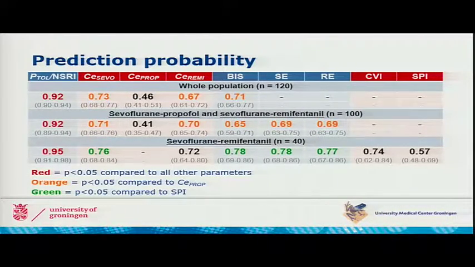In all these comparisons, you find that the PTOL or the NSRI, which are of course based on the same values, are significantly better predictors compared to any of the other parameters, with a PK of 0.92 and 0.95, whereas the other parameters are 0.78 or lower. Also, the effect site concentration of propofol is a very poor predictor and worse than any of the other predictors. And the surgical pleth index is a very poor predictor of tolerance of laryngoscopy.